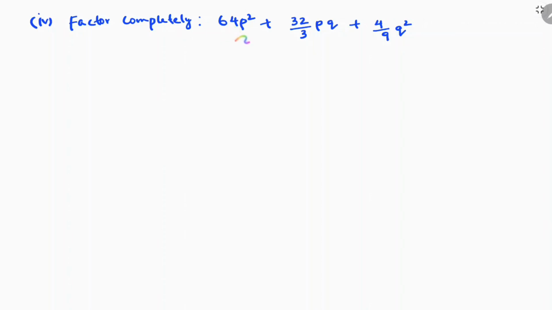Factorize completely 64p square plus 32 by 3 p cube plus 4 by 9 q square. So here, 64p square plus 32 by 3 p cube plus 4 by 9 q square.